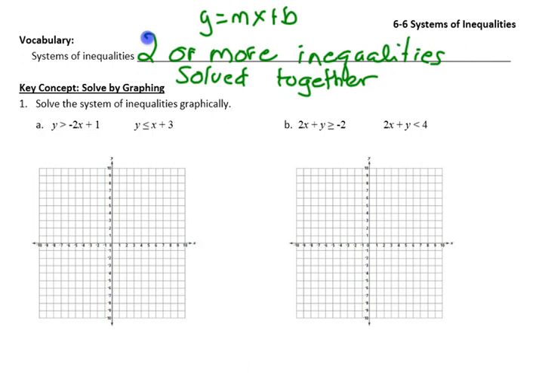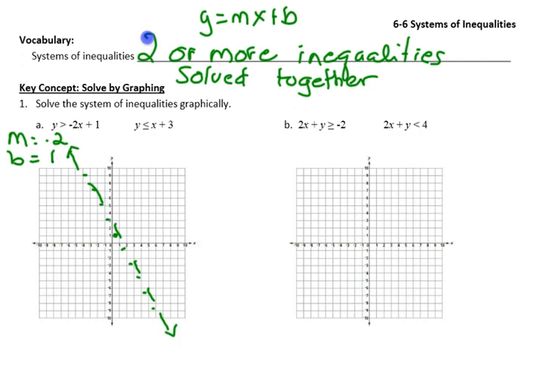So when I look at letter A, I have y is greater than negative 2x plus 1. My slope is negative 2. My y-intercept is 1. So we're going to graph that. I start at 1. Slope tells me to go down 2 over 1. And of course my board is off a little bit, I apologize for that. It doesn't have the equal to, so when I connect these, I have to do it as a dotted line.